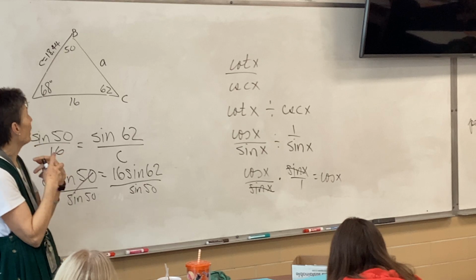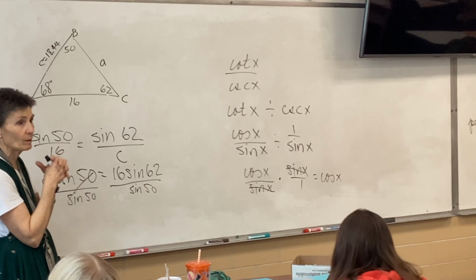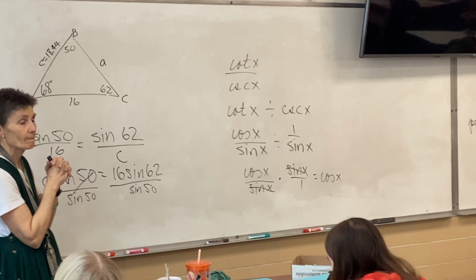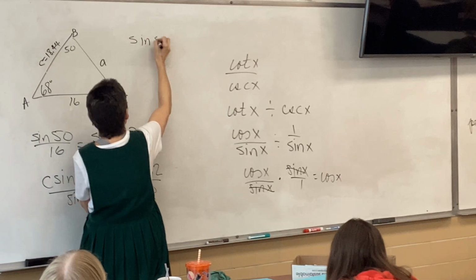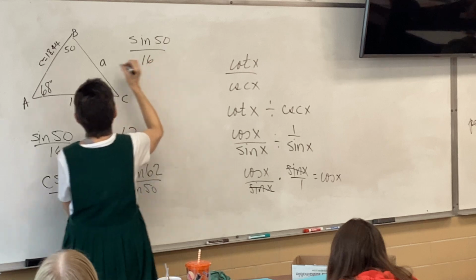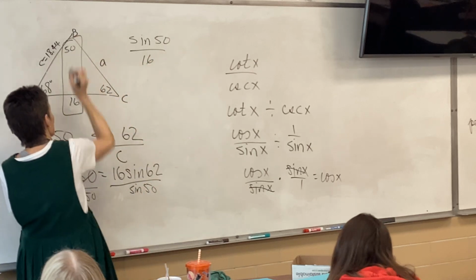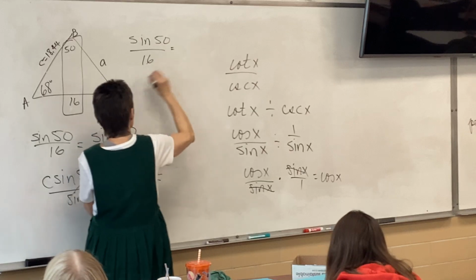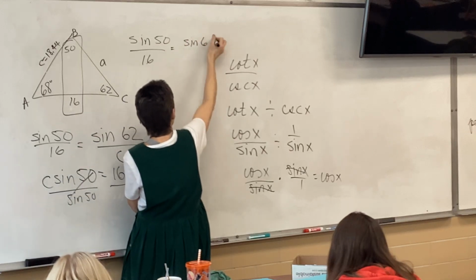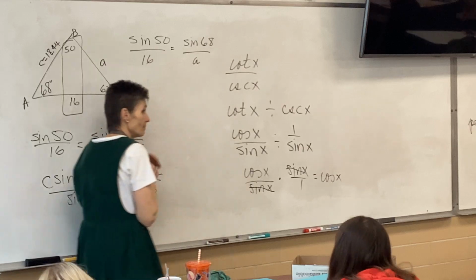All right, now what? I have now side C, so now what do I do? Same thing again. Start with sine 50 over 16. That's your pair. That's what you start with. This time though, we're going to set it equal to sine 68 over A.